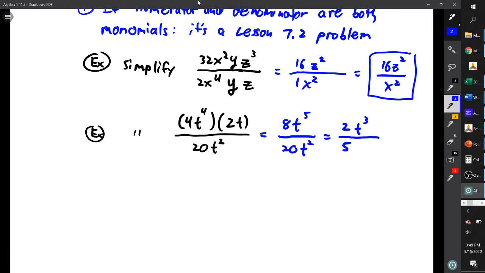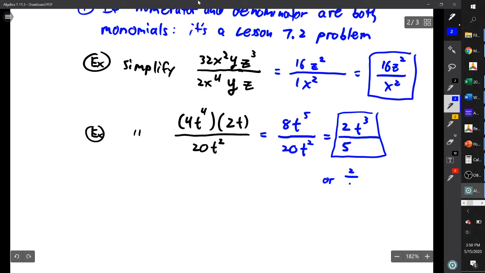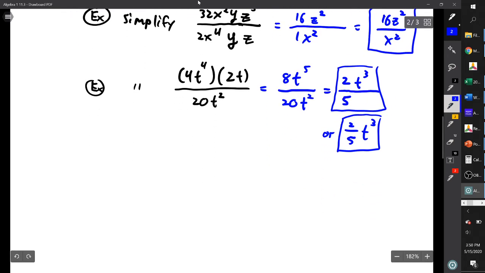Now you can leave it like this, just 2t cubed over 5, or that's the same thing as 2/5 t cubed. Either way is okay. Most would argue that the second one is a little bit nicer, viewing the 2/5 as a number that is getting multiplied by t cubed instead of a 2t cubed all divided by 5. I prefer the second way. Okay, so that is that flavor of problem.